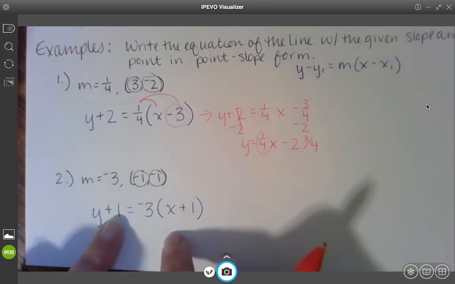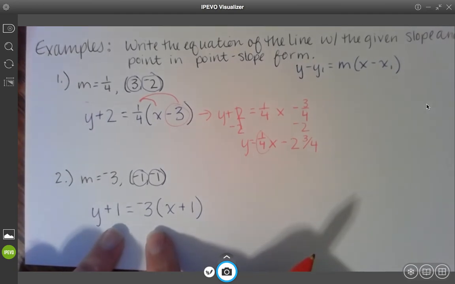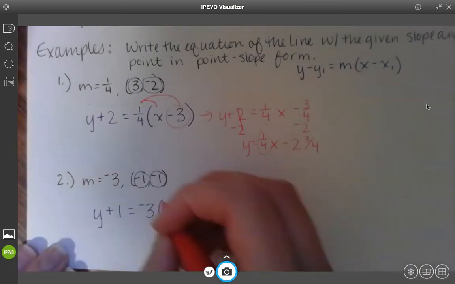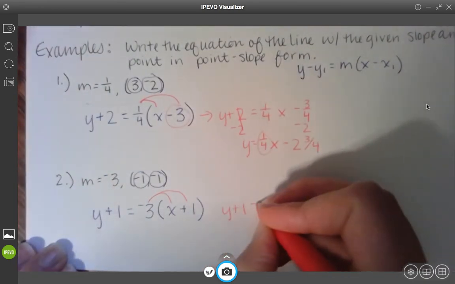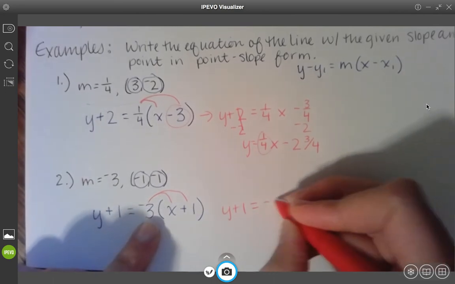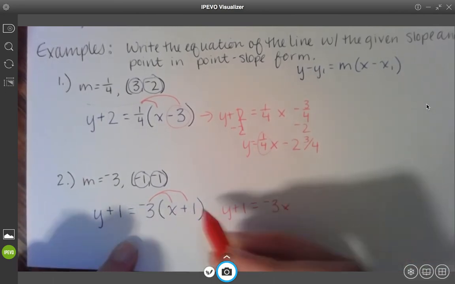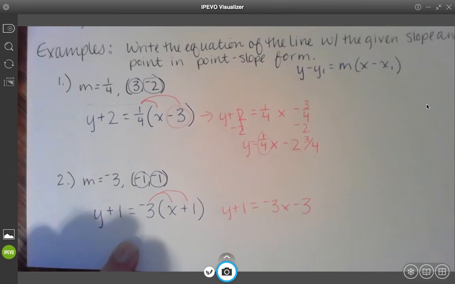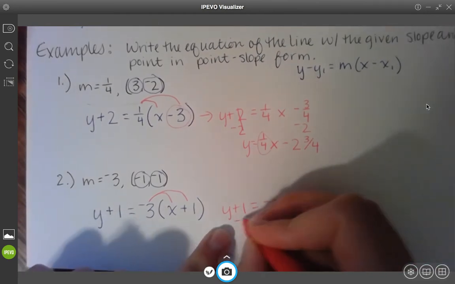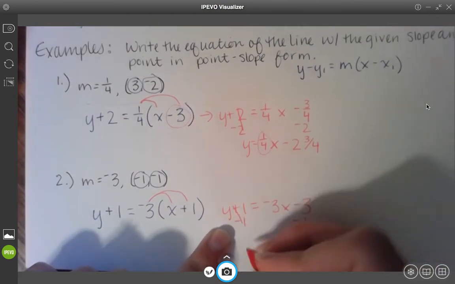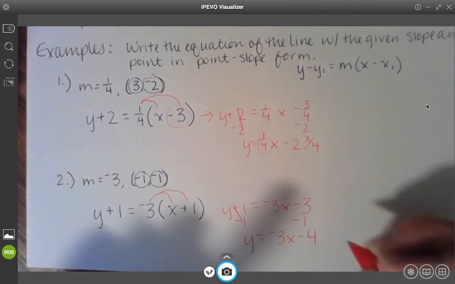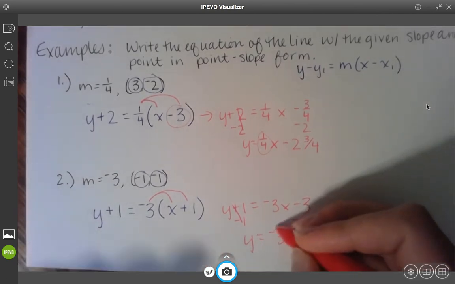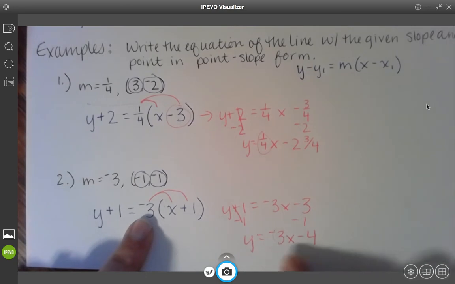Maybe on your own, pause and try to write this one in slope-intercept form. All right, so first I'm going to distribute here. So I still have my y plus 1 equals -3 times x, and I do -3 times 1, which is -3. To get y by itself, I subtract 1 from both sides, and I have y equals -3x minus 4. I got my slope, and it's still the same, but now I have my y-intercept.